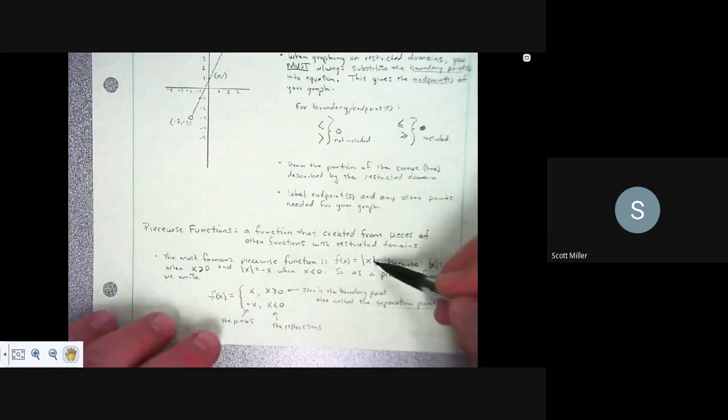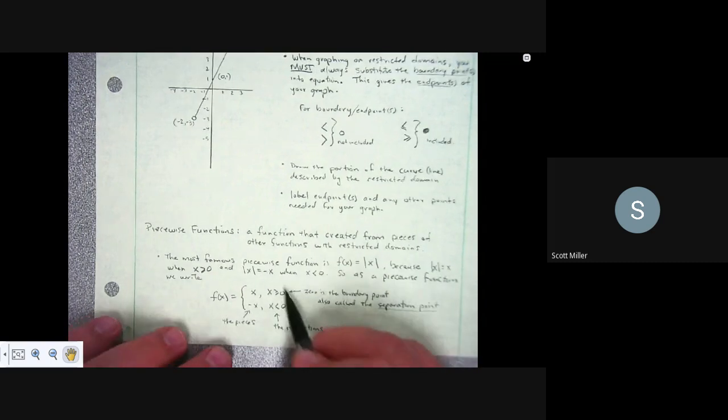And so I can think of an absolute value graph as a piecewise function. It is x when x is greater than or equal to 0, and negative x when x is less than 0. These two things are called the pieces. These are called the restrictions. And this number is called the boundary point, or also called the separation point. Okay? So 0 is a boundary for each piece. It is where the two pieces separate, where one starts and the other one stops. That's what this means. It's a boundary point, or you can call it a separation point.